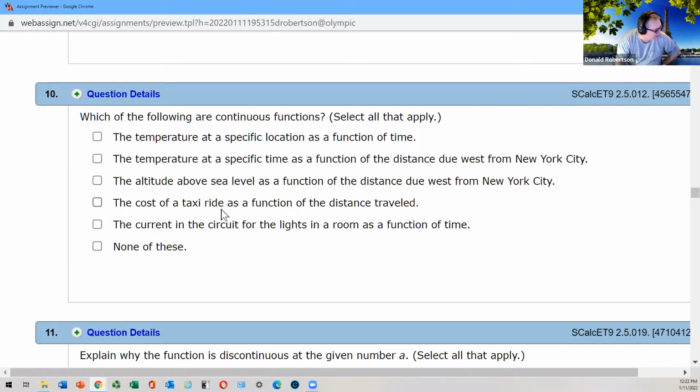The cost of a taxi ride as a function of the distance traveled. I could argue both ways on this one. So how much it cost and the distance, right? You went 2 miles, you went 3 miles, you went 4 miles. Right. Do you think that would be a continuous function? I think it's not. I feel like this is just so subjective. It is. It depends how the taxi charges you.